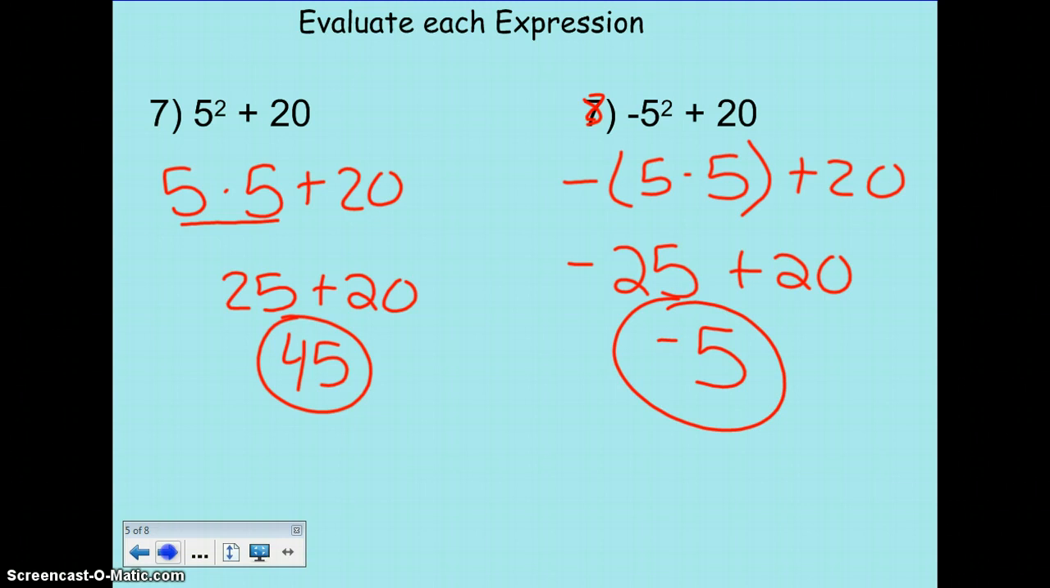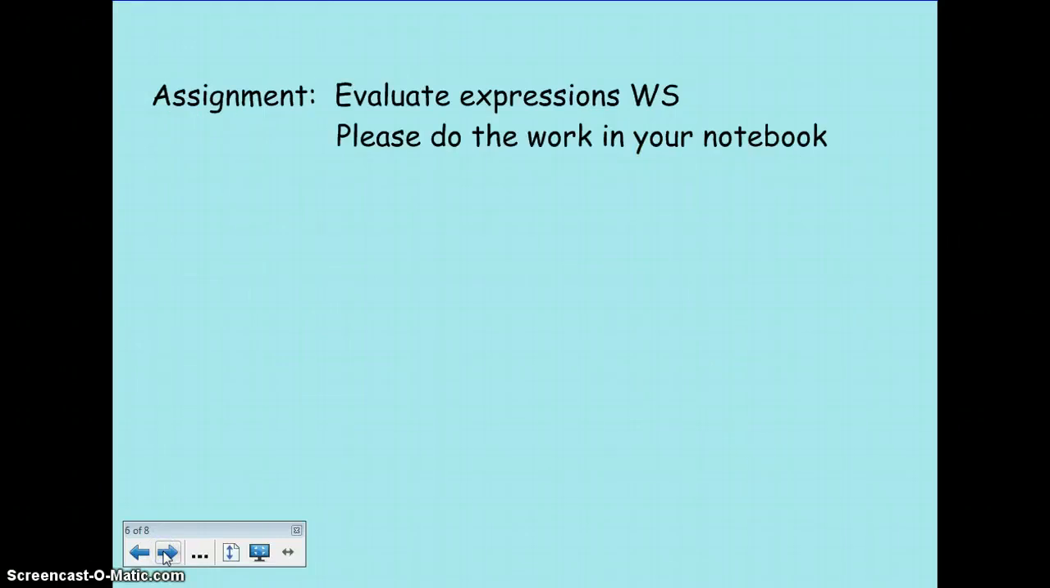If you have questions on 7 and 8, we certainly can take a look at those tomorrow in class, because there is a difference, and it's important that we're able to identify what that difference is. So tomorrow we do have a worksheet that we'll work on, and we'll wrap that up, or start that in class, and hopefully be able to finish it.